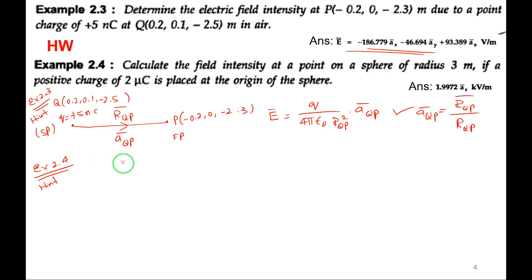Next, calculate the field intensity at a point on a sphere of radius 3 meter if a positive charge of 2 microcoulomb is placed at the origin of the sphere. Let me draw the sphere first. It is a circle actually, but assume it to be a sphere. The positive charge Q equal to 2 microcoulomb is placed at the origin, which is the source point. The field point is located on the surface. Let me call it point A.